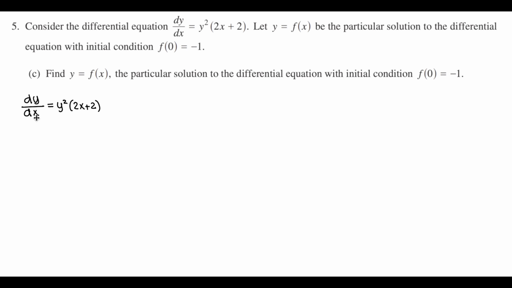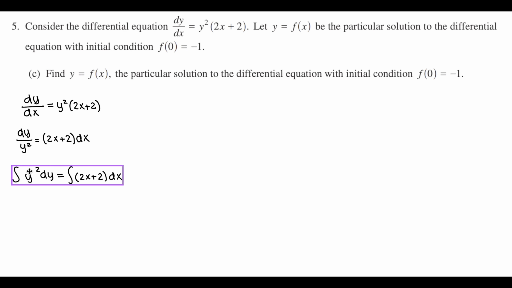And what we want to do here is separate the variables, so we want to gather all the y terms on one side and all the x terms on the other side. As you can see right here, on the left I have everything in terms of y, dy over y squared, and on the right I have everything in terms of x, 2x plus 2 times dx. And once we have this, we can go ahead and integrate.